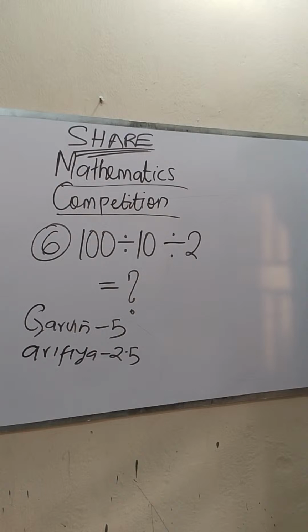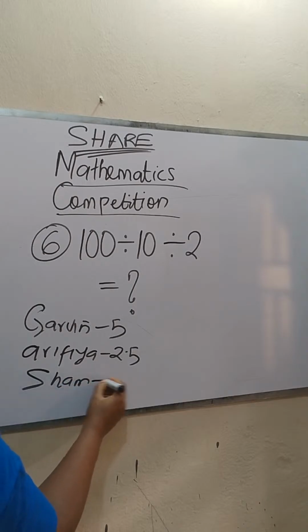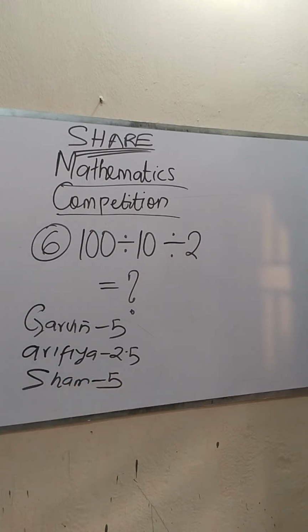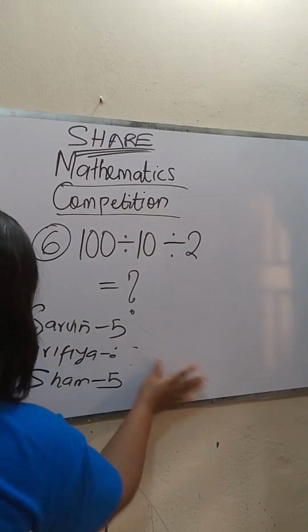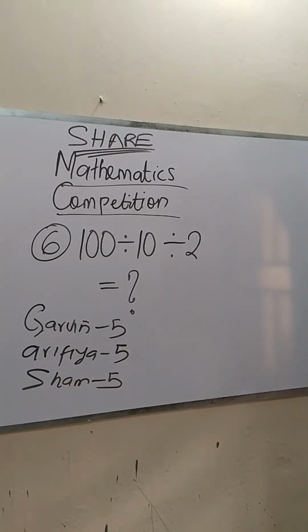Okay. Arifia, so give me your final answer. Okay, Shama. Sham says 5. All right. So Arifia says 5. Good. Let's delete 2.5 and put 5. So more answers.